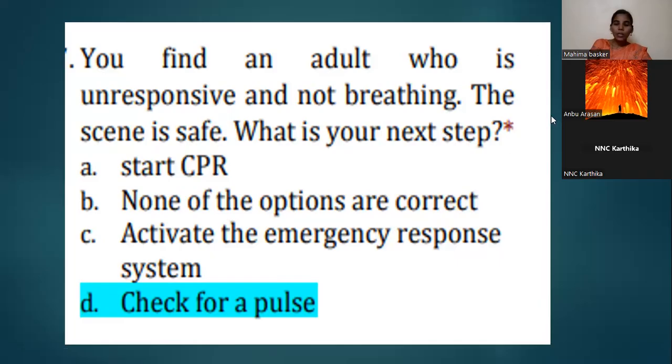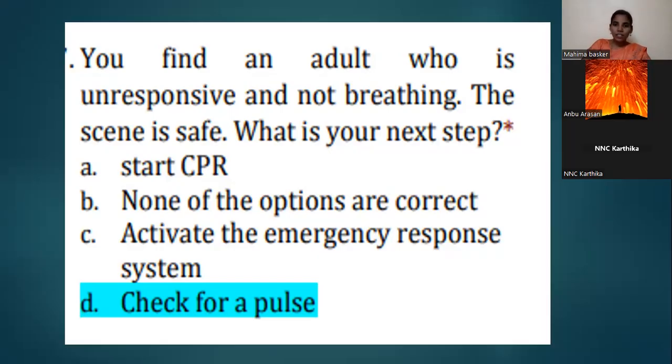You find an adult who is unresponsive and not breathing. The scene is safe. Okay, just remember this is a condition of the emergency situation. Patient is unresponsive, not breathing. The scene is safe. What is your next step? They have asked. We mostly answer start CPR because the scene is safe, so we can start the CPR.